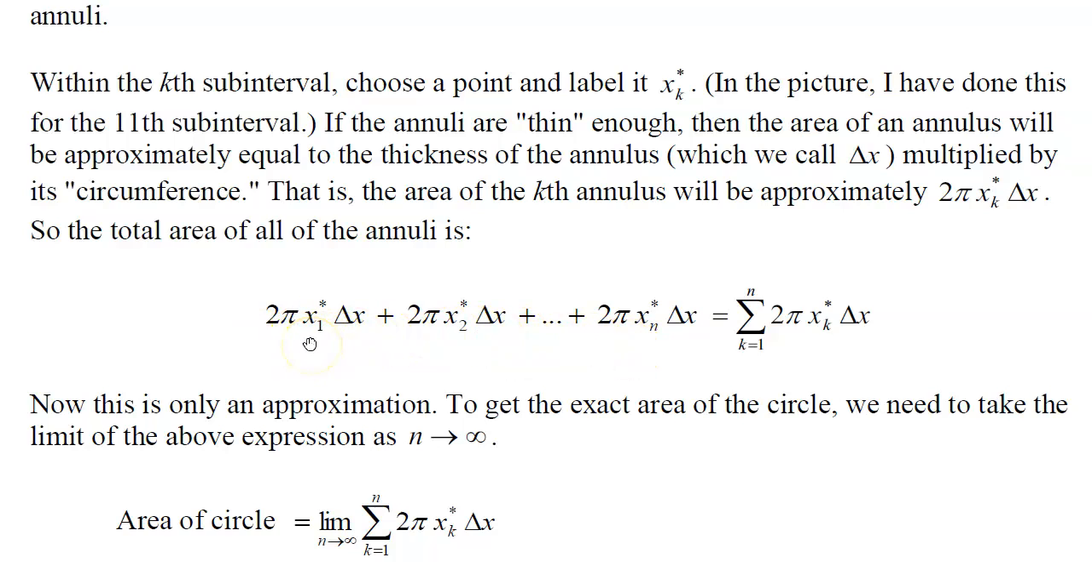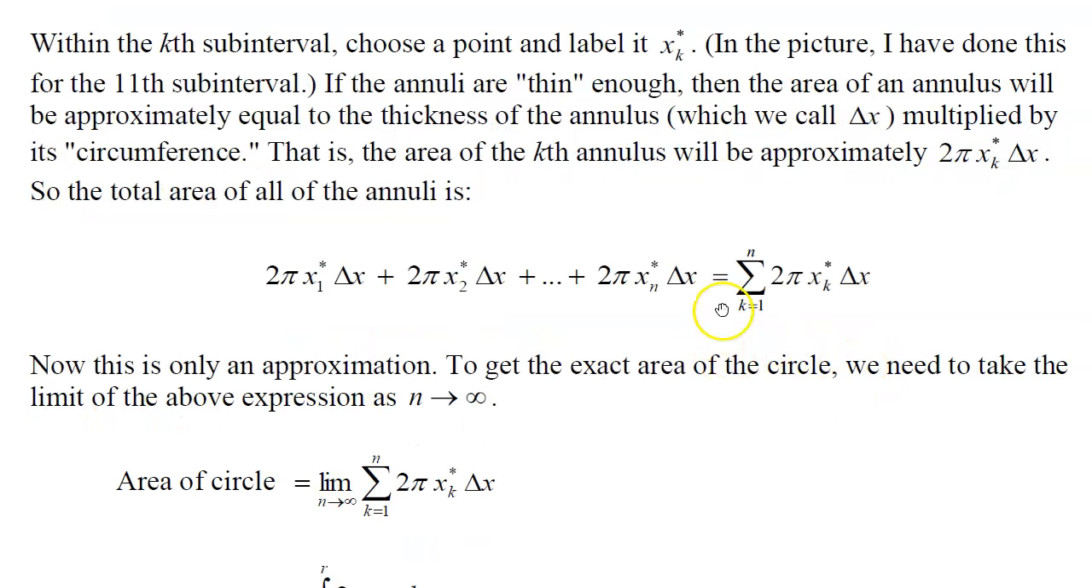Because, again, we're having to pick our circumference kind of arbitrarily within each interval. But notice we could write this in summation notation as the sum of 2 pi x k star times delta x, where k runs from 1 to n. But notice this is only an approximation.